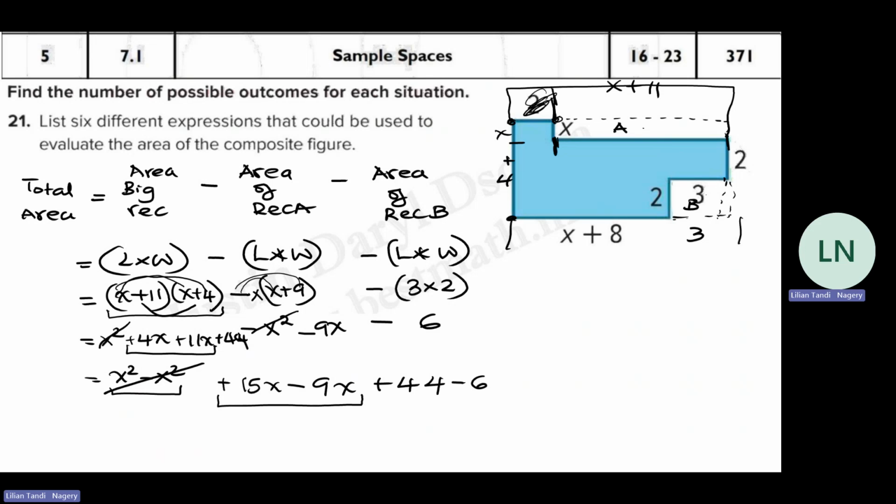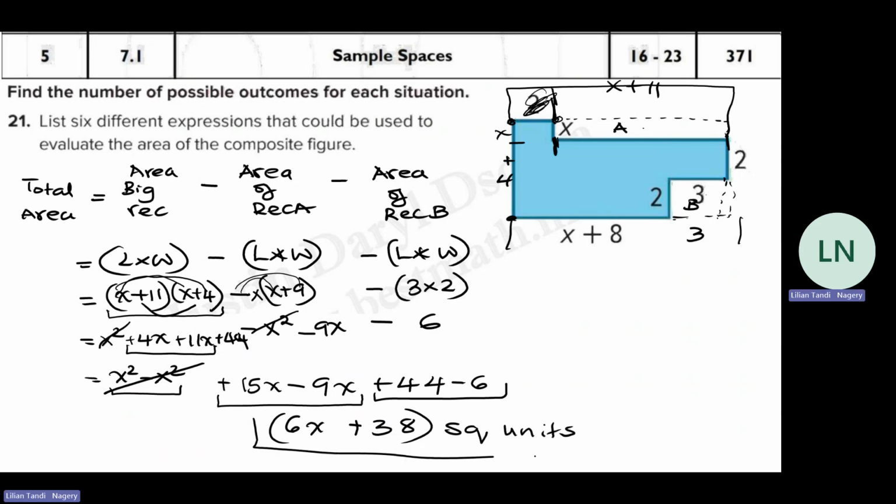15 minus 9 is 6. So 15x minus 9x is 6x, and 44 minus 6, that should also give you 38. So there you go, plus 38. This one gives you positive 38. And then you write here, square units, and you box your answer. Don't forget to put your equal sign.